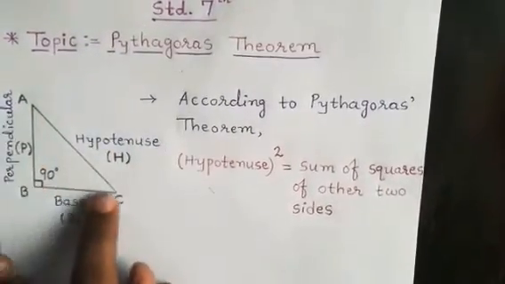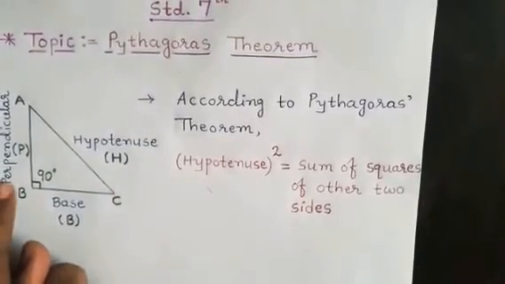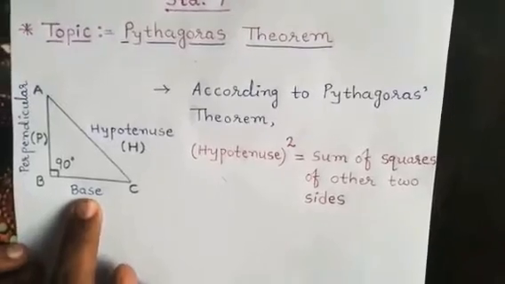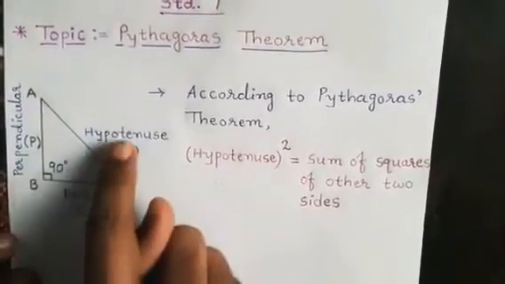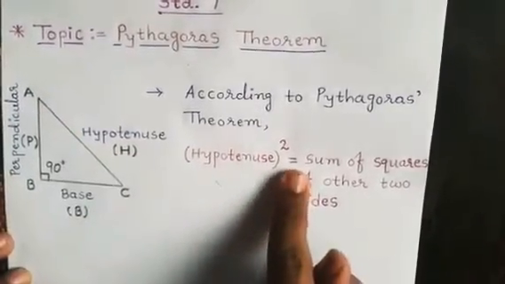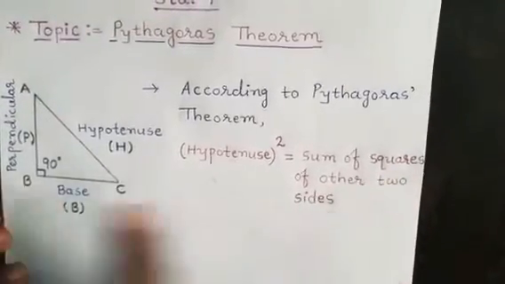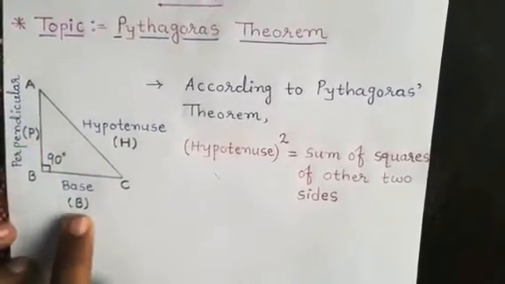The other two sides are making a right angle over here in this triangle, one of which is called perpendicular, in short it is called P, and the other side is called base, which is in short written as B. So now we can see that hypotenuse square, which means the square of the length of this side, is equal to the sum of, meaning addition of, squares of the other two sides, which means perpendicular square and base square.